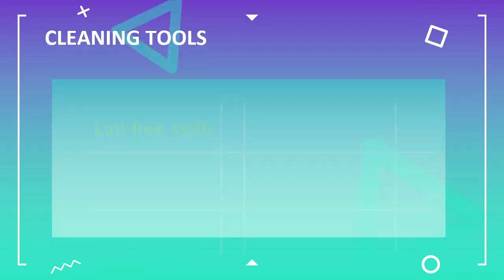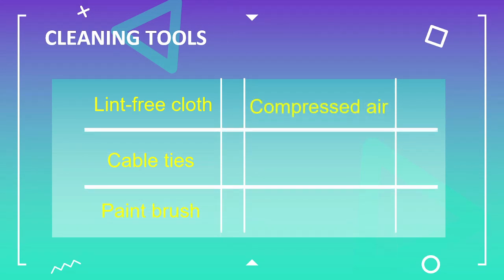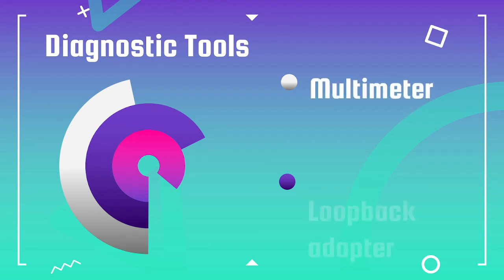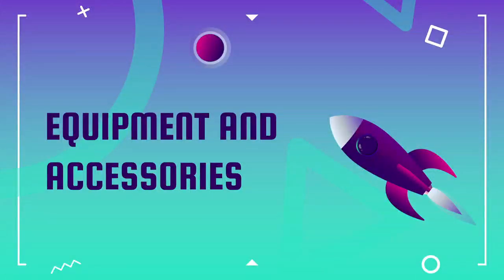Third category is the cleaning tool. Cleaning tools include lint-free cloth, compressed air, cable ties, parts organizer, and paintbrush. The last category is the diagnostic tools. It includes the multimeter and the loopback adapter. We also have here the common equipment and accessories in computers.